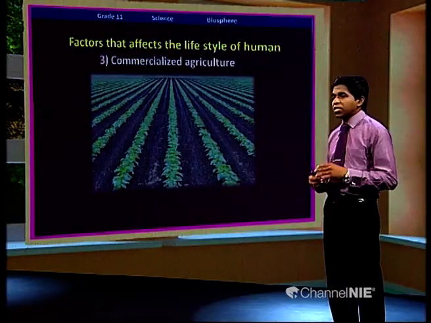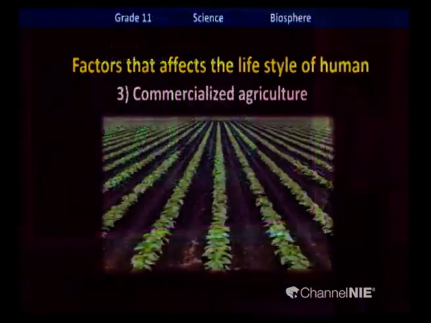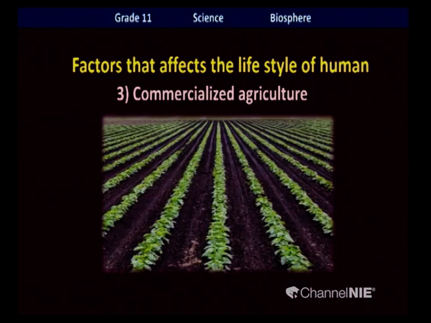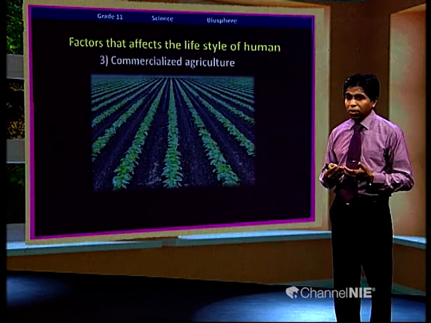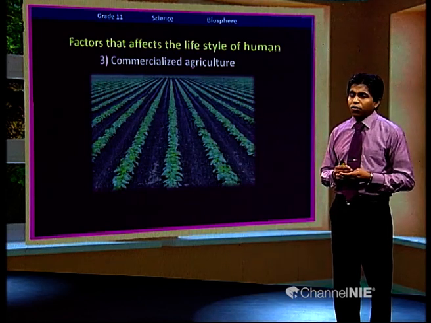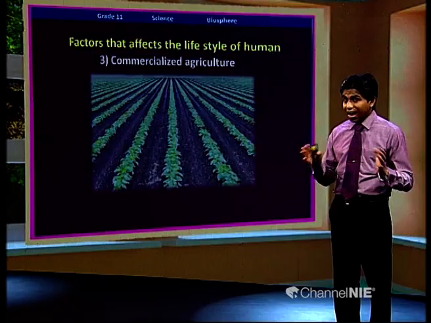Next one, commercialized agriculture. In commercialized agriculture, they use a lot of machines and other chemicals to increase the food supply. So in the future, sometimes there will be less labor, because all these machines are used for commercialized, large scale agriculture. So that is a man-made environment, and this can lead to some harmful effects to the environment.